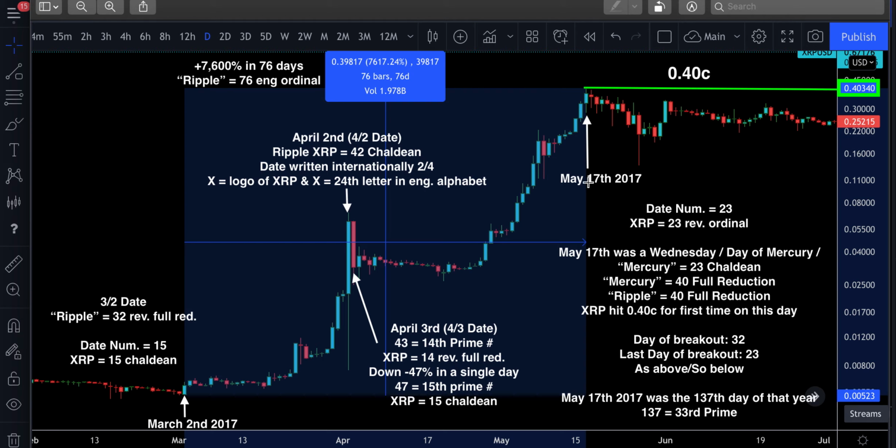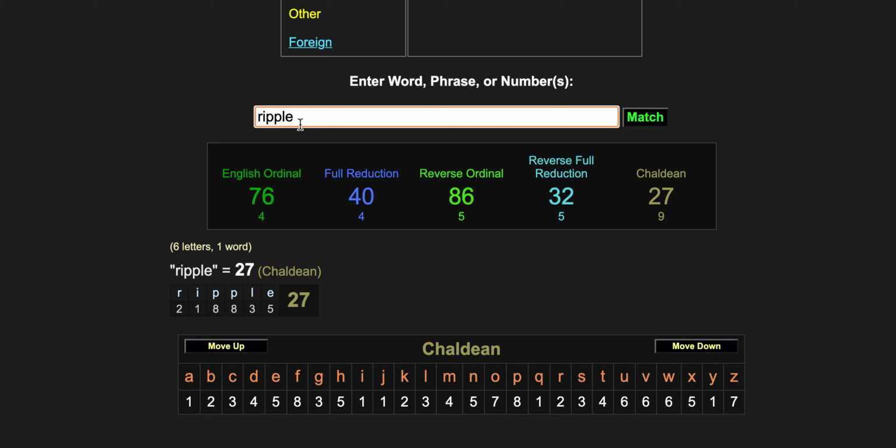So this date numerology of May 17th of 2017, it was the 23, okay? And XRP equals 23, reverse ordinal. The 17th of May was a Wednesday, or the day of Mercury, miércoles, which Mercury equals 23, and it also equals 40. So again, May 17th, the date numerology was 23. It landed on the day of Mercury. Mercury equals 23, and Mercury also equals 40. And we hit 40 cents for the first time on that day. And again, Mercury has that 40 connection and 86 with Ripple in the same cipher. Okay, so that's really important.